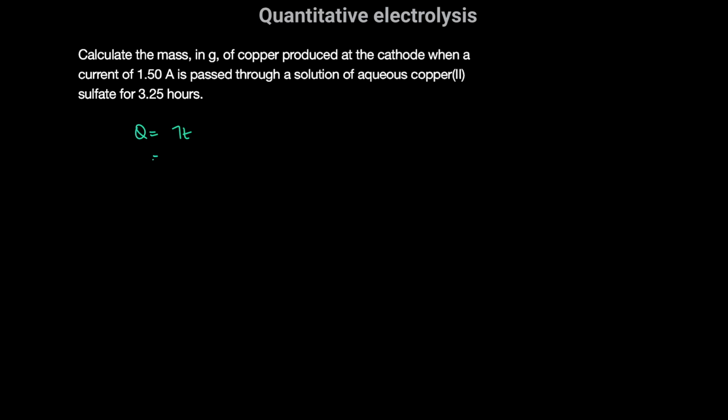So this is equal to 1.5, right? That's the current in amperes, and then the time in seconds is 3.25 times 3600, right? Times 60 times 60. We're converting from hours to seconds. So over here the charge comes out to 17,550 coulombs. Now if you guys remember, we learned that 1 mole of electrons has a charge of 96,500 coulombs, right? That was Faraday's constant.